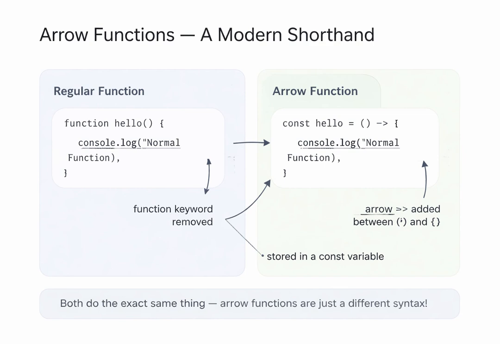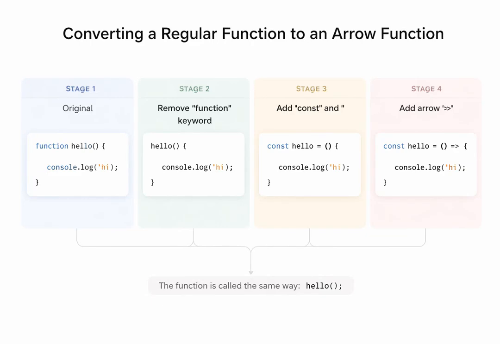That's the core transformation. The instructor walks through the conversion step by step, which is a great way to understand it. Start with your regular function. First, remove the function keyword. Then, add const at the beginning and an equal sign after the function name. Finally, add the arrow, the fat arrow symbol, between the parentheses and the opening curly brace. And that's it. You've converted a regular function to an arrow function. The way you call it remains exactly the same. Just write the name followed by parentheses.